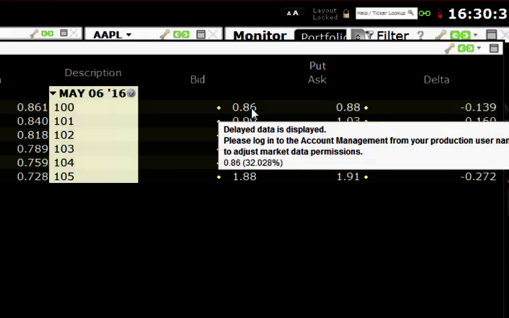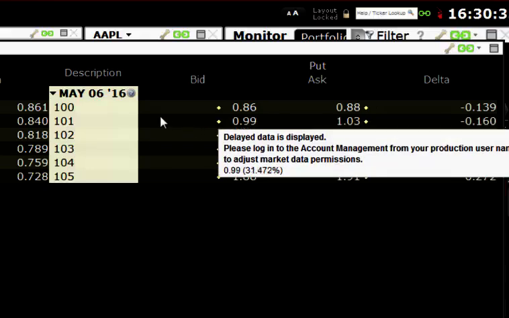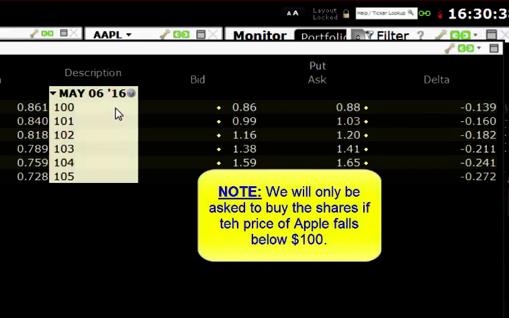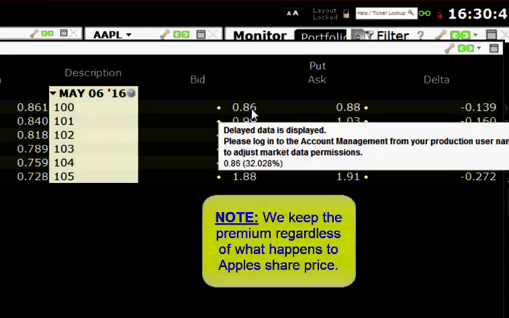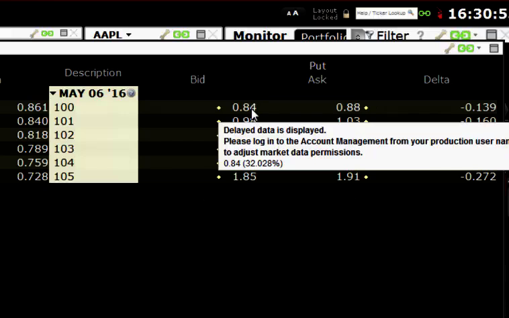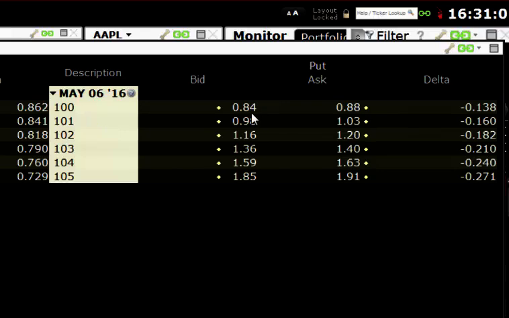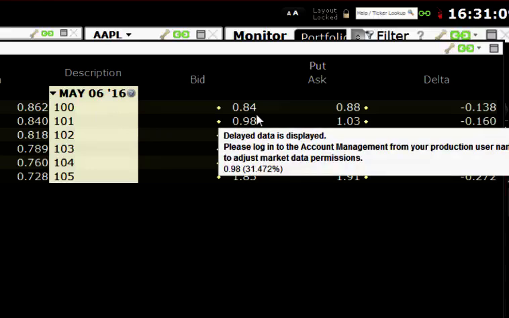Now, we will only be asked to buy the shares of Apple if the share price of Apple drops below $100 on May the 6th. If it stays above that between now and then, nothing will happen and we will get to keep the 86 cents. No matter what, we get to keep the 86 cents. It's only when the share price drops below 100 that we have to actually go and buy the shares of Apple at $100. So remember, Apple is trading at the moment at 110.27. We're now getting paid 84 cents for agreeing to buy them nearly $10 cheaper. That's the benefit of this strategy. That's the real power of it.